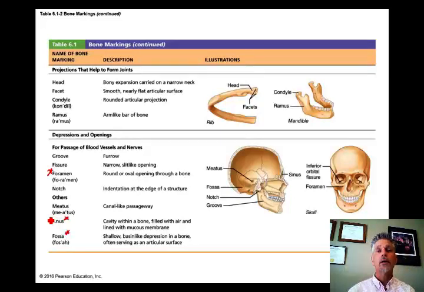From here, we're going to go from macroscopic, gross anatomy, to microscopic and work our way down inside and look at those different types of cells.